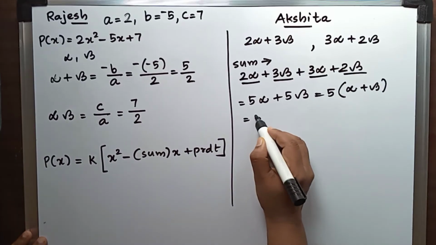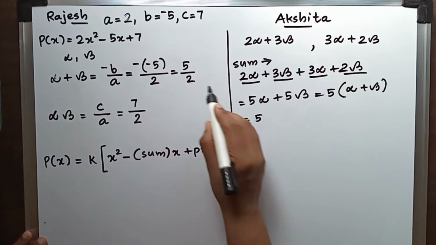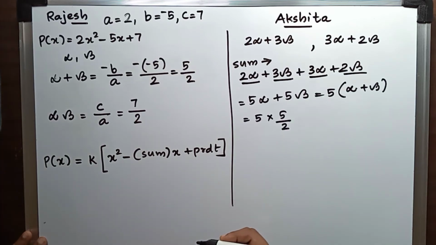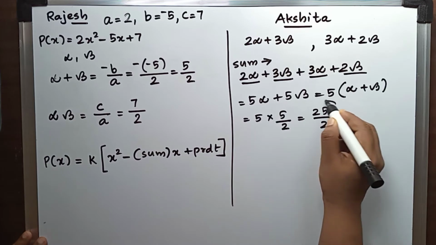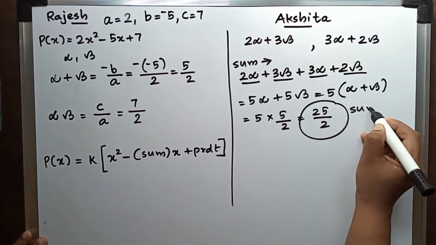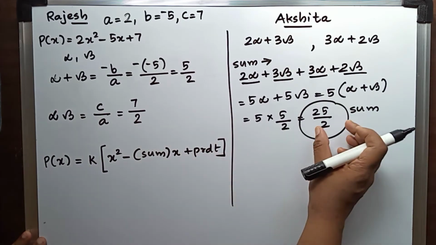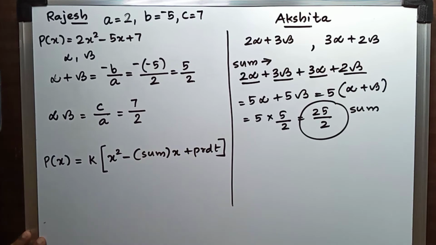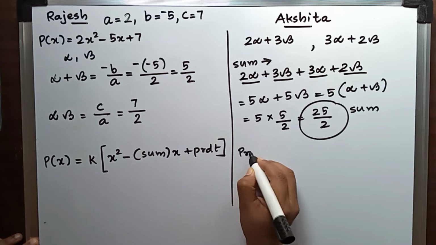See, 5 times, what is alpha plus beta? We have already found it here. 5 by 2 into 5 by 2. Okay, so we got 25 by 2 as the sum of zeros of this polynomial. See, we are going to apply this 25 by 2 to this place. Okay, next we are going to find the product of zeros of this polynomial.